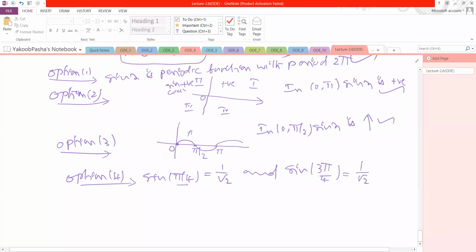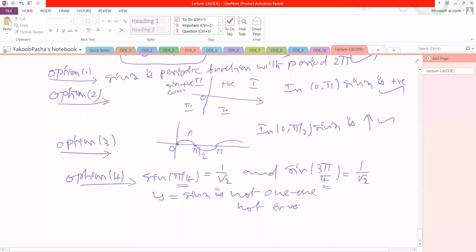Here, the distinct elements pi by 4 and 3 pi by 4 are two distinct elements, but the image is the same, 1 by root 2, 1 by root 2. So distinct elements have the same image. Therefore, the function y is equal to sin x is not invertible. Not one-one means not invertible.